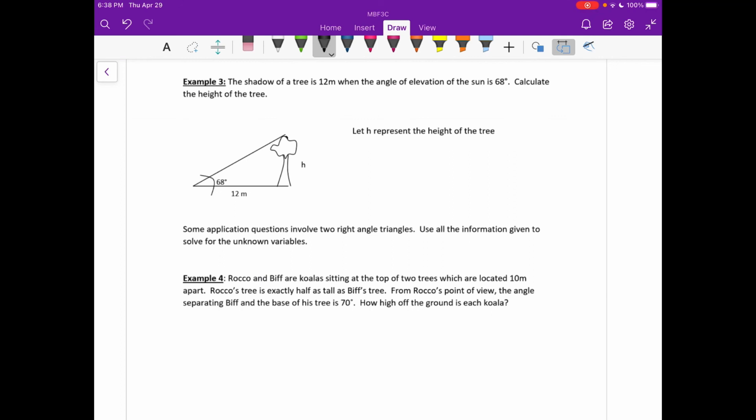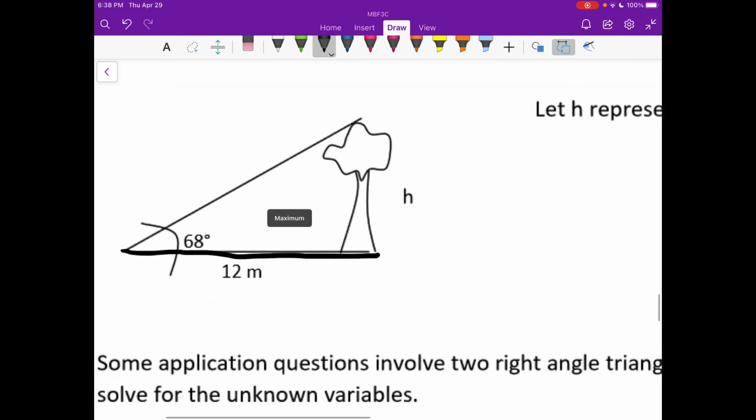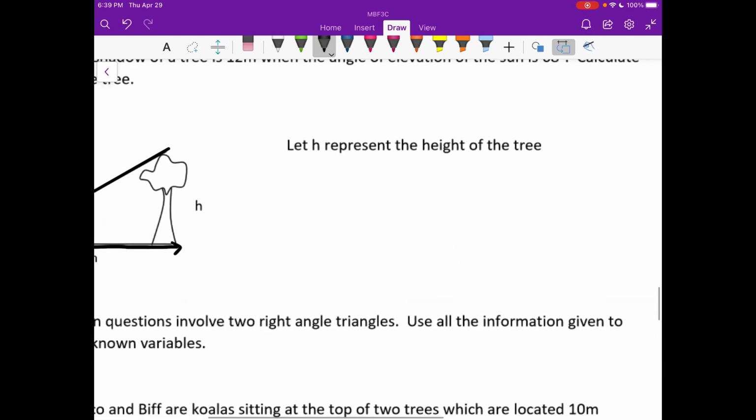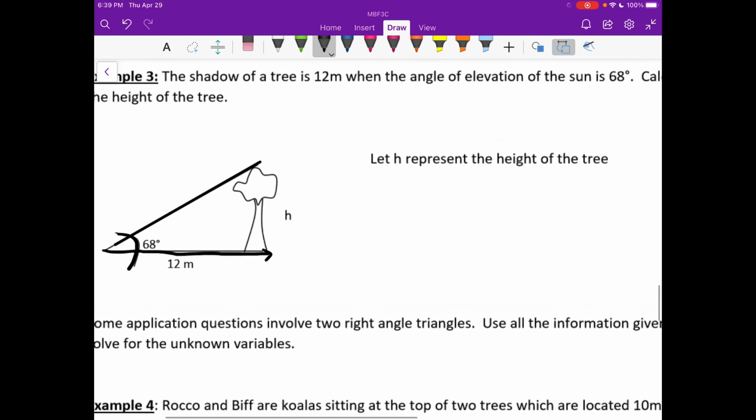So first things first, I always like to go in and just draw in my object. So we have our tree here. It's standing at that height. So we want to find out what the height of the tree is. Right? We know that the base of the shadow is 12 meters from the tree. So it'll be 12. And then the angle of elevation will be this, right? Because you're trying to find out how the angle of elevation will look when the sun is shining, and the horizontal is just going to be our ground. So it says let h represent the height of the tree.